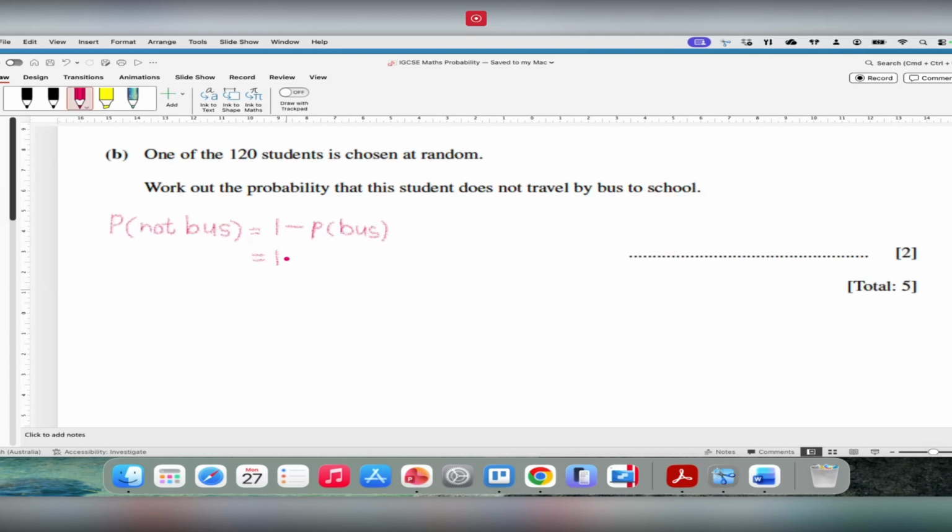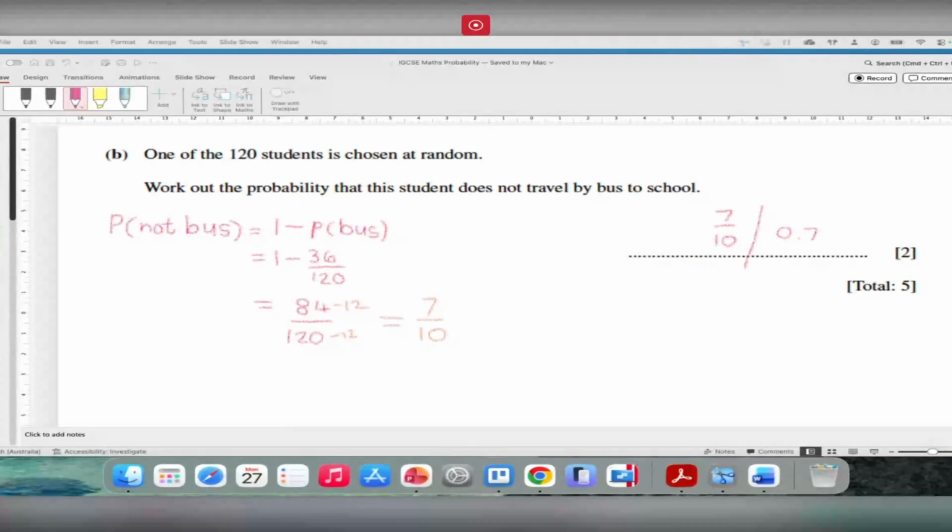Okay, so it's going to be 1 minus 36 over 120. And if you punch this into your calculator, you will get 84 over 120, which we can simplify. 84 divided by 12 is equal to 7. 120 divided by 12 is equal to 10. So the simplified answer will then be 7 over 10. You can write it as a fraction. You can write it as a decimal as well. Okay, so it's 7 over 10 or 0.7.